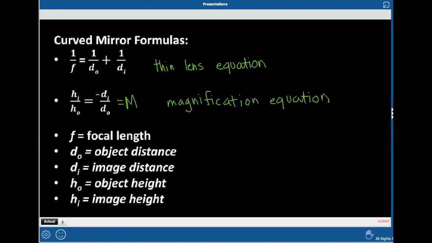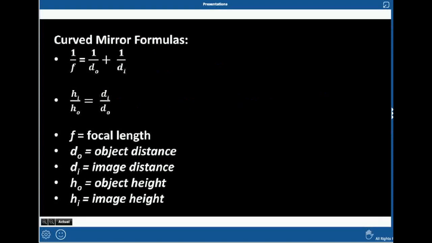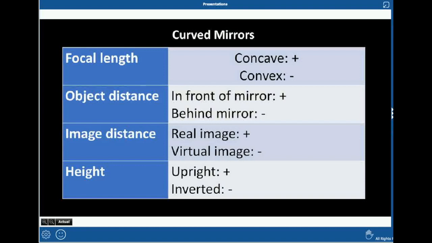Okay, and then this lists what all the variables are, but we'll talk about that more when we get to each of those sections. Just remember there should be a negative right here before this DI. Now this table is really important. Every time you're trying to work through a mirror problem, you're going to want to come back to this table and look at it.